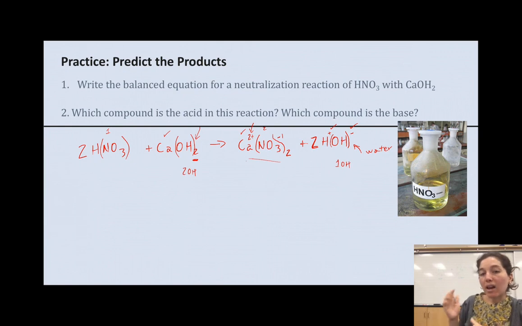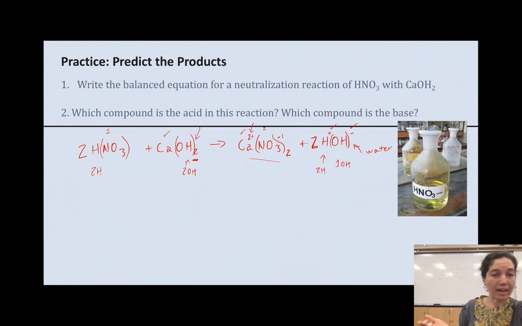And now I'm going to look at the hydrogens last. Again, you can do this in any order. This is just the order I've chosen to do it. So we've got 2 hydrogens here. These hydrogens don't count because they were included in the polyatomic ion OH. And we have 2 hydrogens here. So this is good. This is our balanced chemical equation.